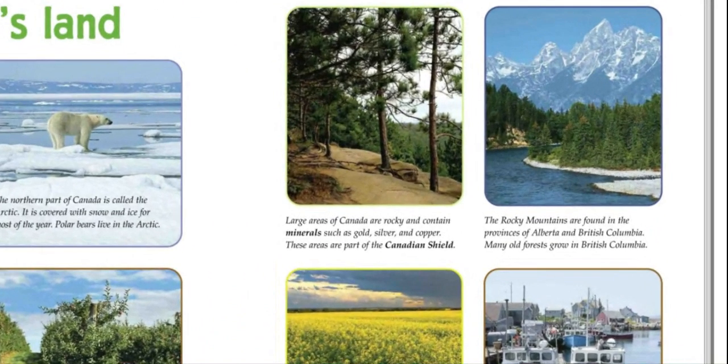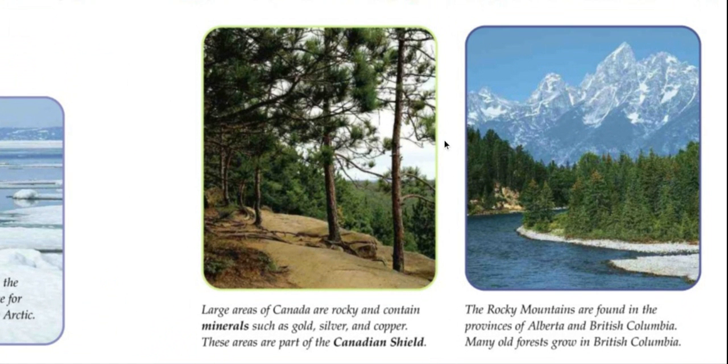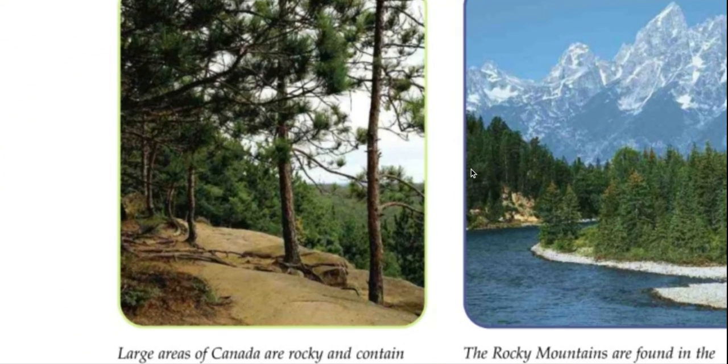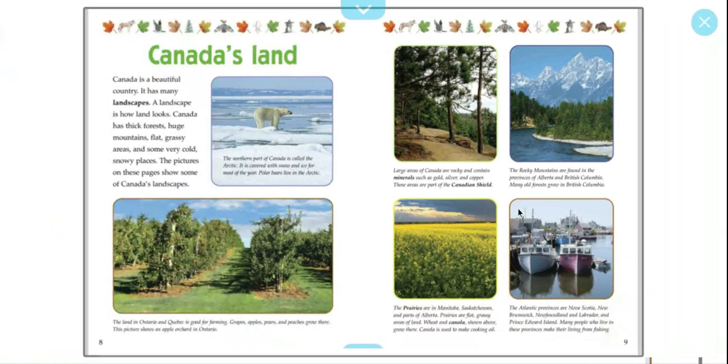So here is our next landscape. The Rocky Mountains are found in the provinces of Alberta and British Columbia. Many old forests grow in British Columbia. So there's a river, there are mountains. These are the Rocky Mountains.